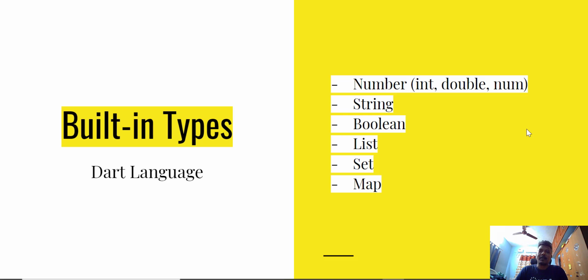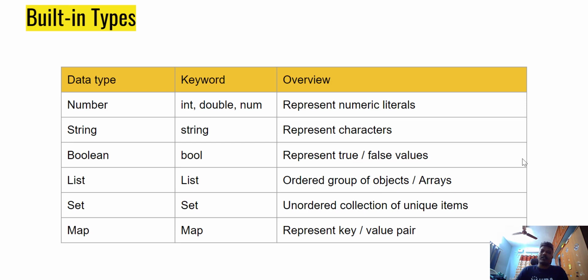In this video, I am going to explore more about the built-in data types in Dart. When it comes to data types, there are so many data types supported in Dart. So I'm basically classifying them into two parts: one, basic data types, and the other one is the compound data types. The basic data types are number, string, Boolean.